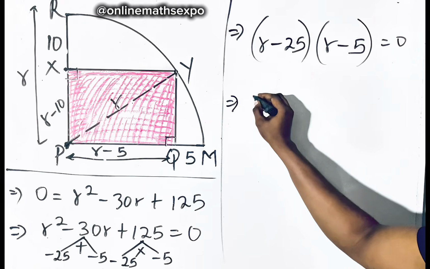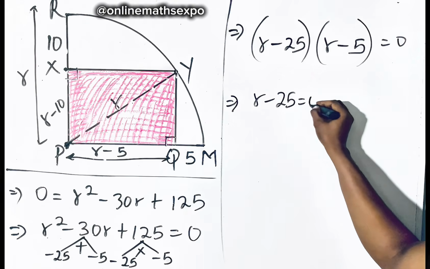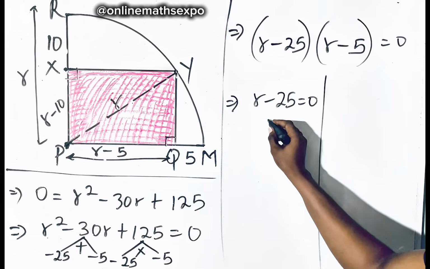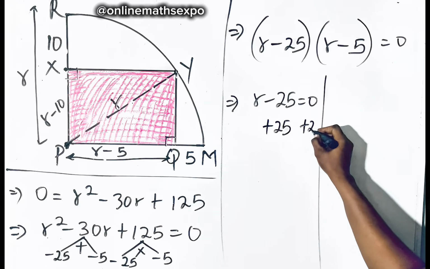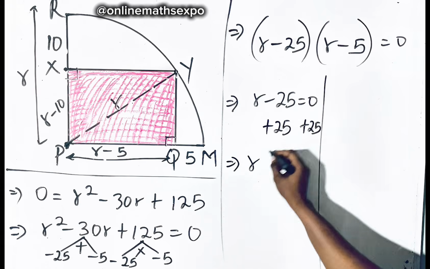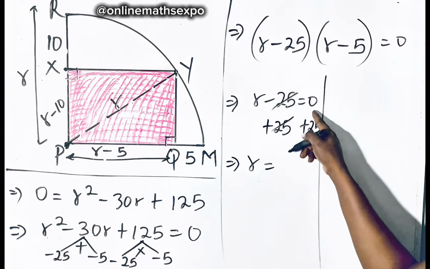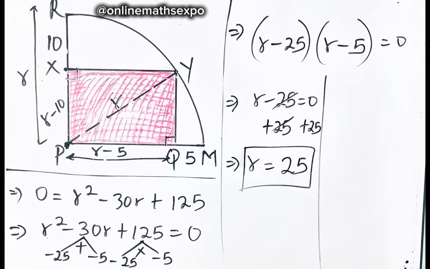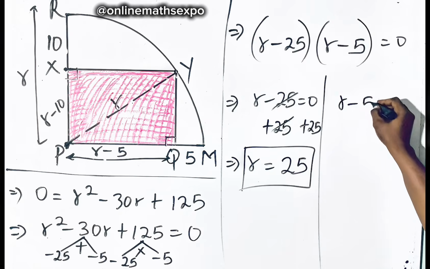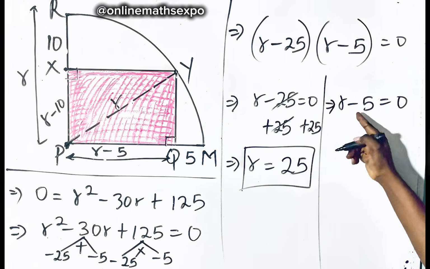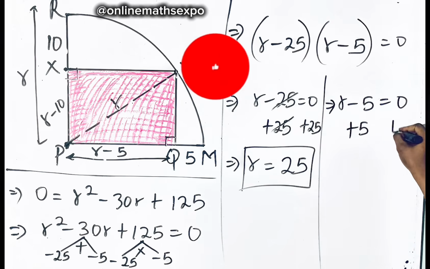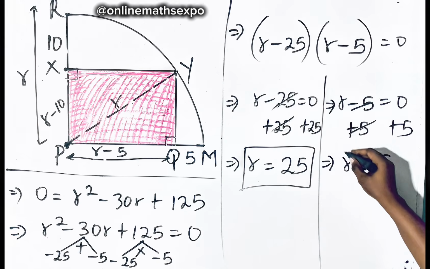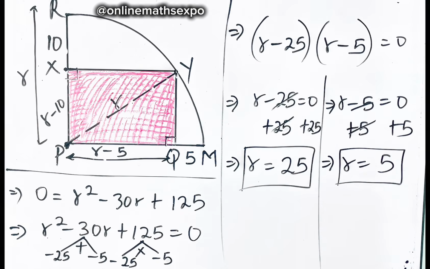To solve this, we have R minus 25 is equal to 0. To remove minus 25, you add 25 to both sides. So when you do that, R minus R is 0, and 0 plus 25 gives you 25. So this is the value of R. Now let's work this out. We have R minus 5 is 0. So what should we do? To remove this, you add 5 to both sides. 0 plus 5 is 5, so we have R equals 5. So the second value of R is 5.